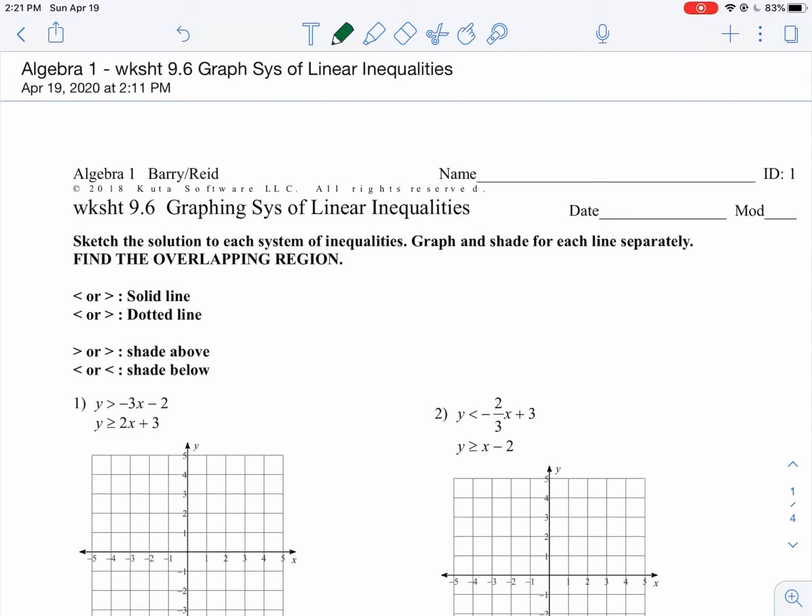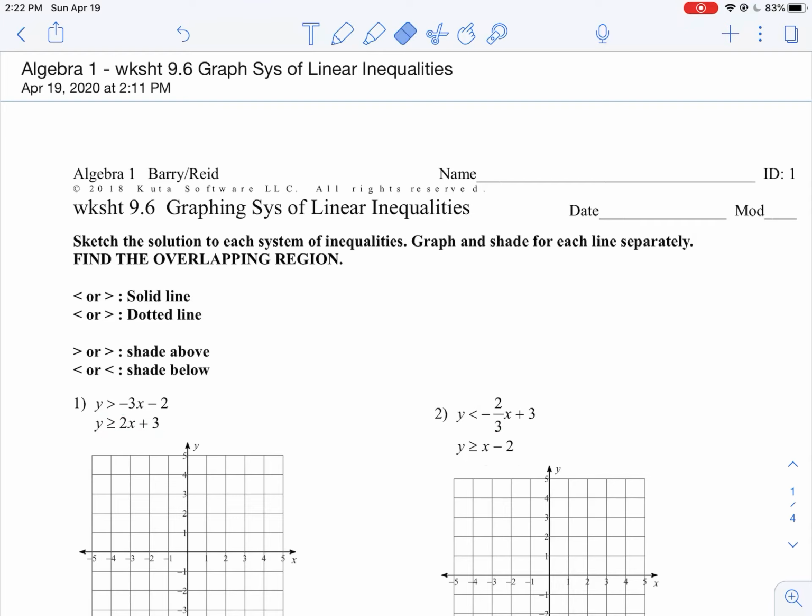Okay, so before the weekend, this last weekend, we covered worksheet 9.5, which is graphing linear inequalities. Today, we're working on 9.6, which is graphing systems of linear inequalities. As you notice, if we look at numbers 1 and 2, we have two lines that we are going to graph and then have to shade. The shading will be a little different today, so that will be my focus.